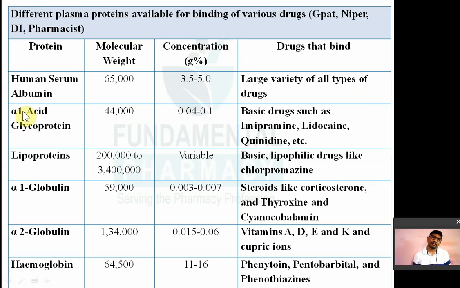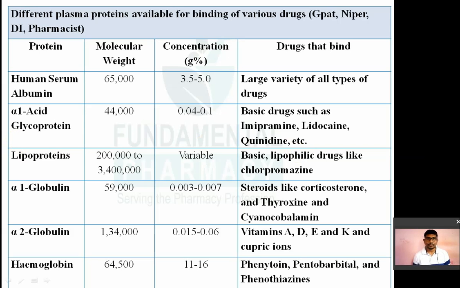The second plasma protein available for binding of drugs is alpha 1 acid glycoprotein. It has a molecular weight of 44,000 daltons, and a concentration in the blood of 0.04 to 0.1%. Which kind of drugs bind to alpha 1 acid glycoprotein? Basic drugs like imipramine, lidocaine, quinidine bind to alpha 1 acid glycoprotein.